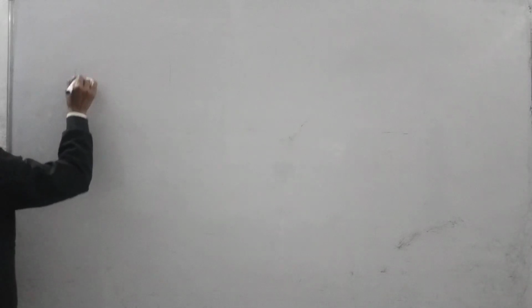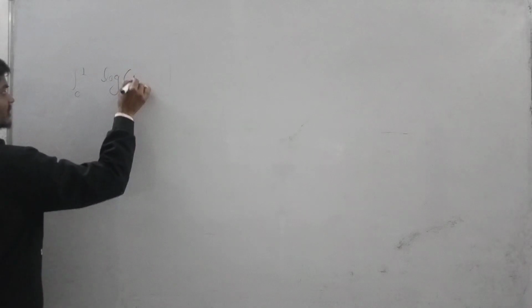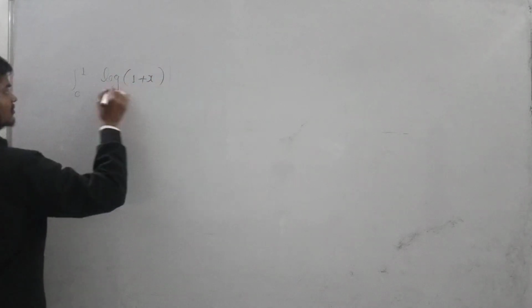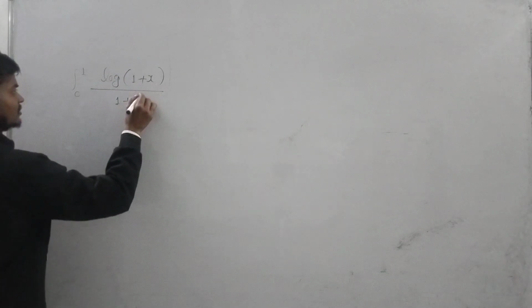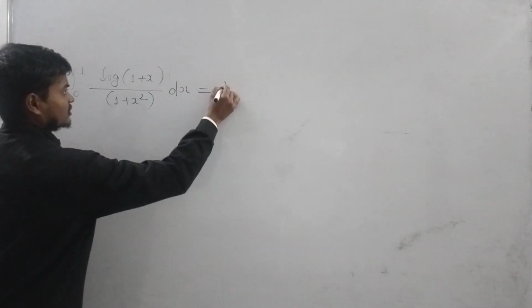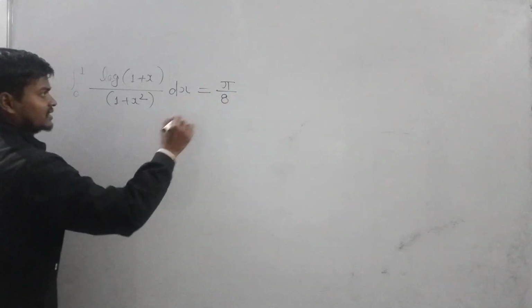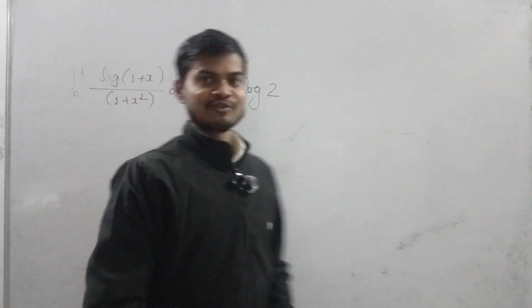Let us solve a new definite integral from UP board examination previous year questions: integral from 0 to 1 of log(1 plus x) upon 1 plus x square dx is equal to pi by 8 log 2. Most important integral.